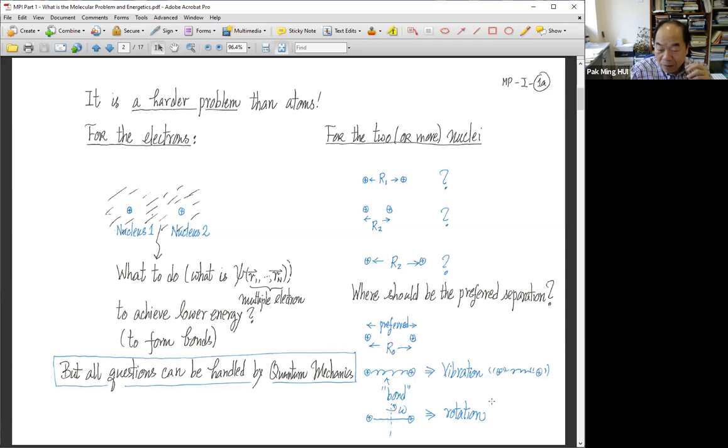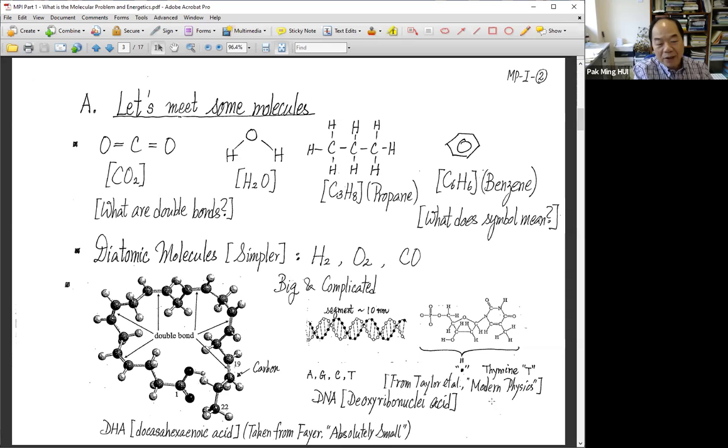Then I hope as we go, you gain a further appreciation that with the quantum mechanics that you learned up to this point, we can go very far in understanding molecules. And that is wonderful news, right? So let's meet some molecules so as to get a sense of the scope of our discussion.